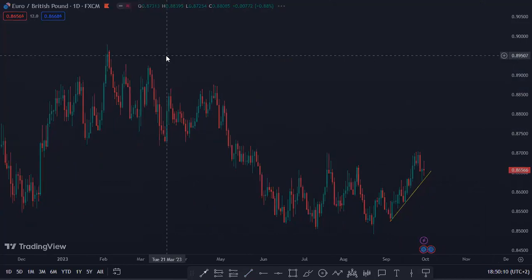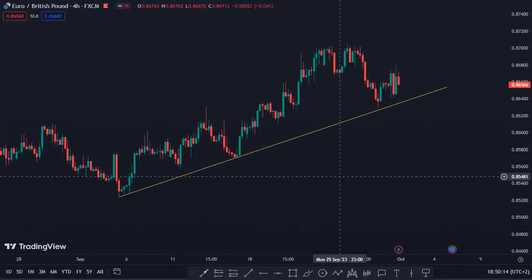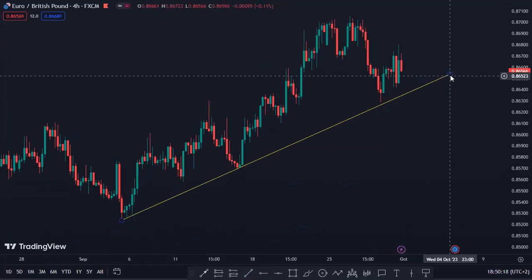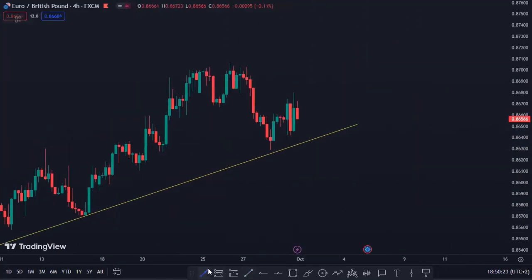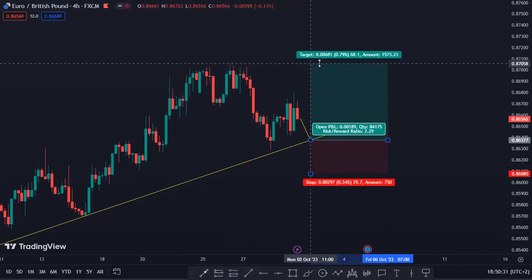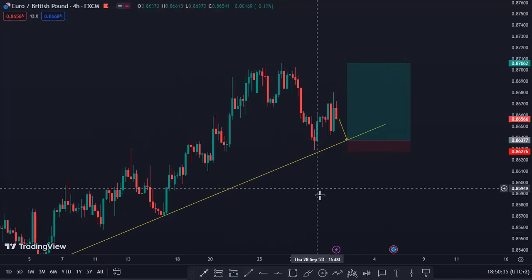Let me move to the 4-hour time frame, since there's nothing much on the daily time frame. On the 4-hour time frame, you can see that we have an uptrend structure, having our first touch here, second touch, and obviously now we're gonna have to wait for the market to come back to the trend line and give us a third touch before we can actually look for those buying opportunities all the way to the upside here. So there's really not much on this pair, guys.